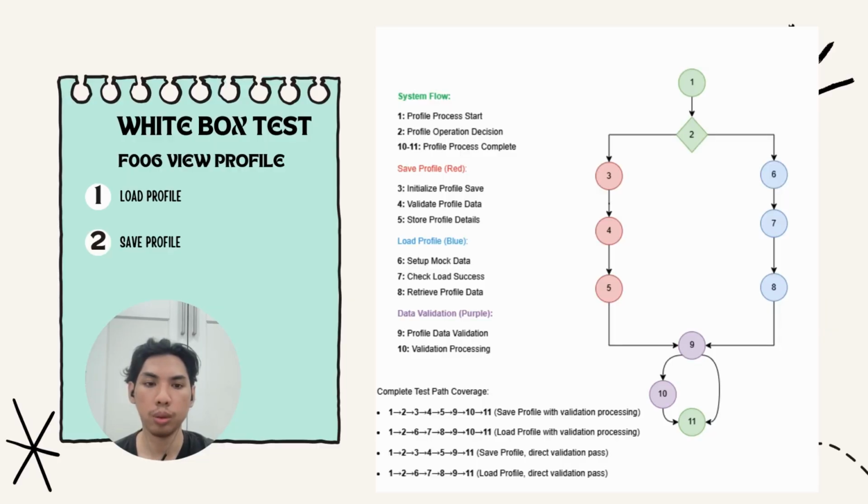As you can see here from the control flow graph, there are two main features. The red one is the save profile and the blue one is the load profile. The total path for this test is 4.